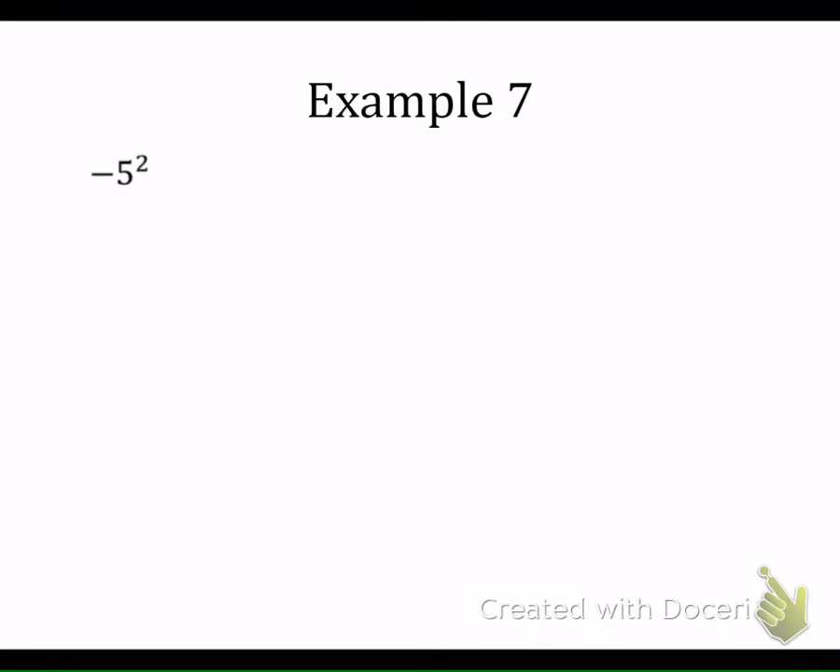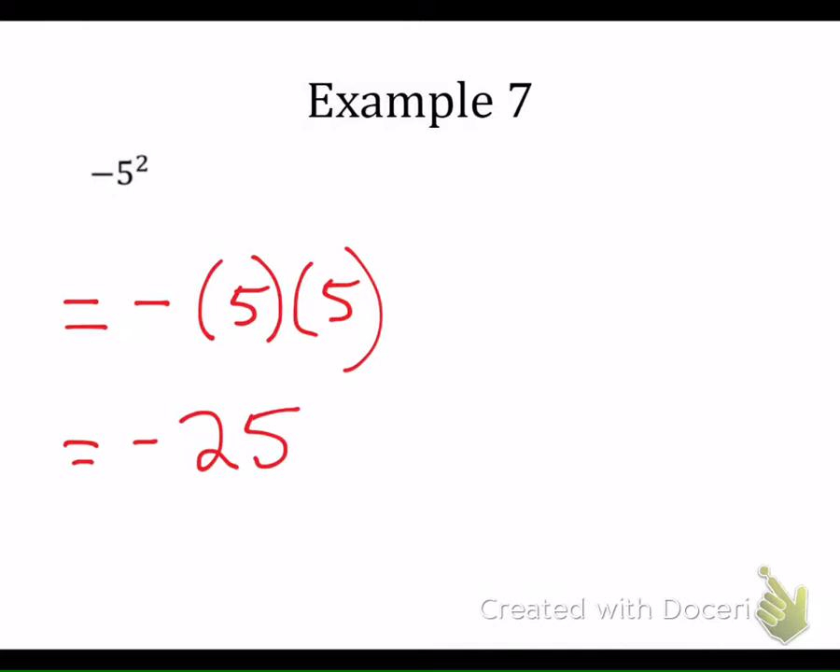So here's example 7 for today. We have a -5 squared. And notice that the negative is not in parentheses. So I am not squaring the negative, I'm only squaring the 5. So if you were going to write this one out, this would be negative and then the 5 times the 5, which is -25.